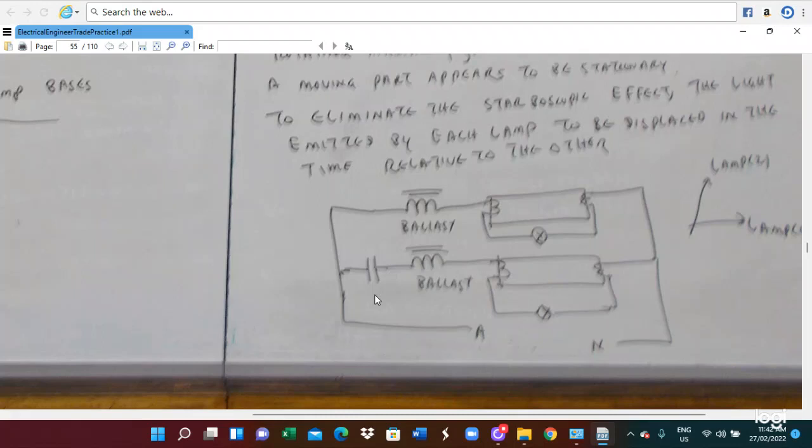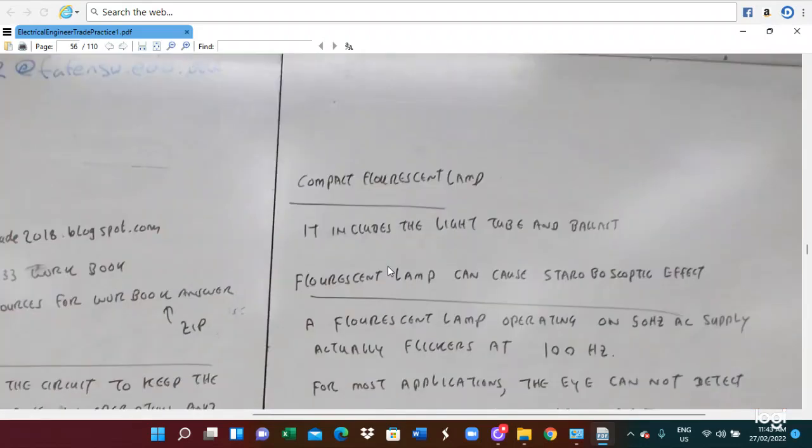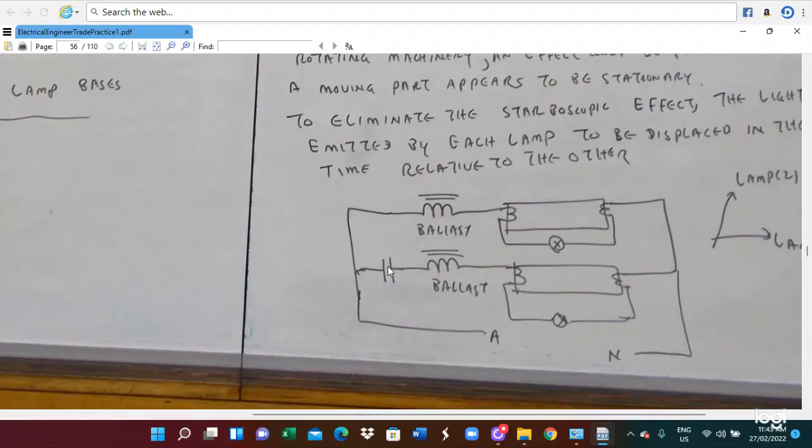If all the fluorescent lights are running at the same timing, it can cause a stroboscopic effect. So to cancel the stroboscopic effect, their timing must be different. To differentiate the timing, we provide the capacitor. So the two fluorescent lights are operating at a different timing. In this way, we can reduce the stroboscopic effect. So this is an important aspect: how to reduce the stroboscopic effect.